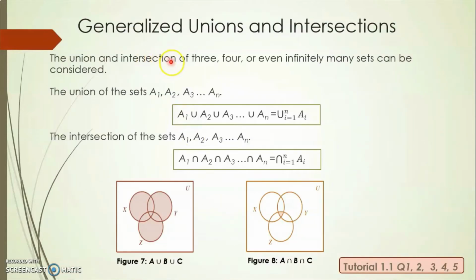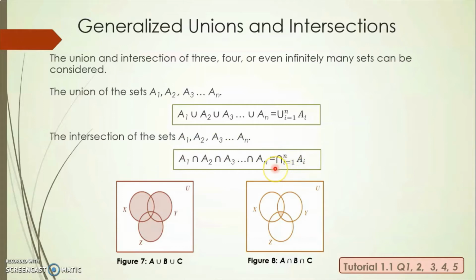Now, generalized unions and intersections. This one applies for more than two sets as well. If you want to write down the union of the sets A1, A2, A3 until An, you can use this symbol: the union from i equals 1 to n of Ai. Also, for the intersection of the sets A1, A2, A3 until An, you can use this notation.